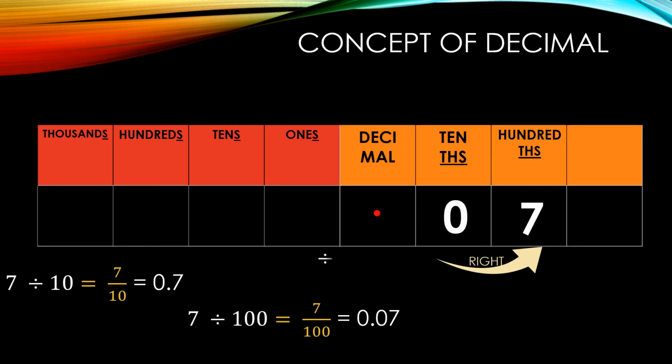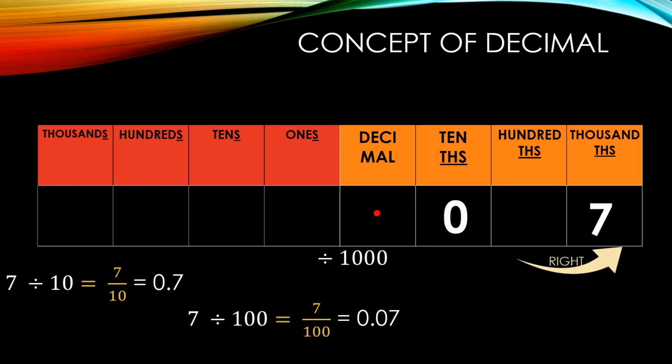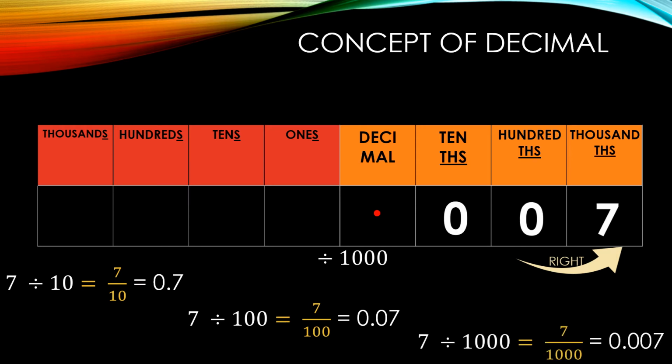And if we divide 7 by 1000, we observe that 7 jumps one more column to the right, to the thousandths place in the place value chart, and we read it as 0.007. So we conclude that when we multiply the whole number 7 by 10, 100 and 1000, we go to the left in the place value chart. And when we divide 7 by 10, 100 and 1000, we go to the right in the place value chart.